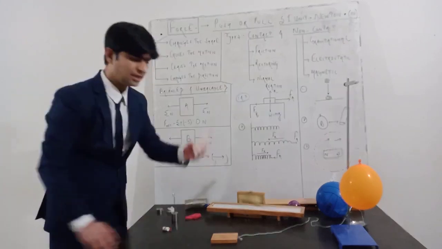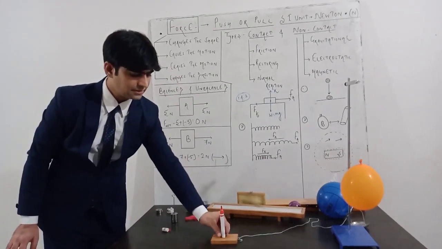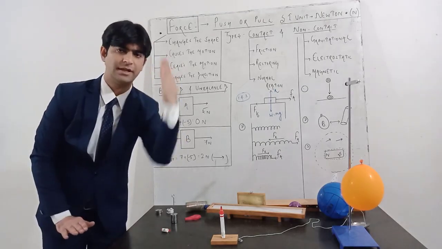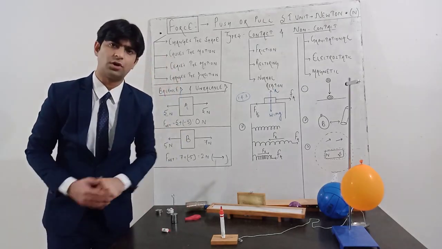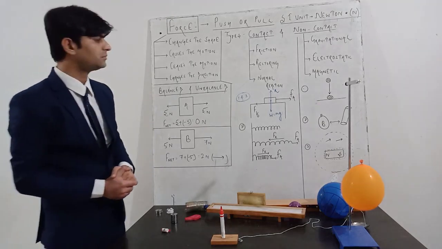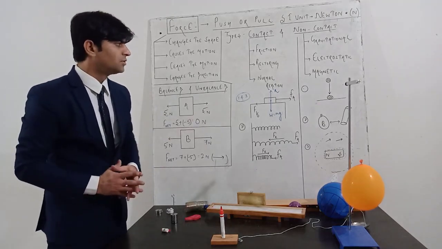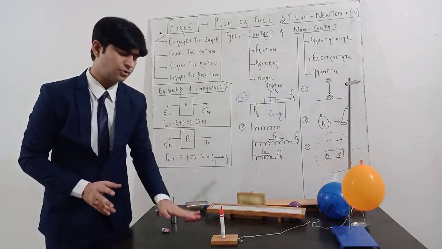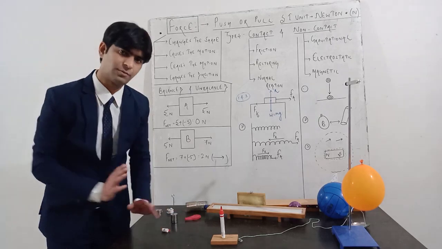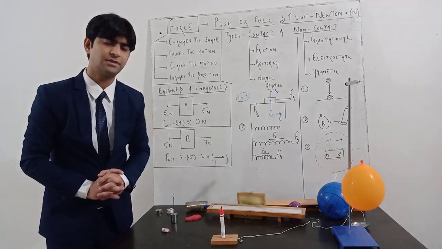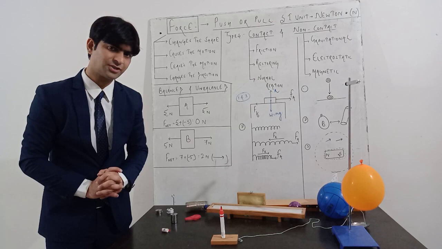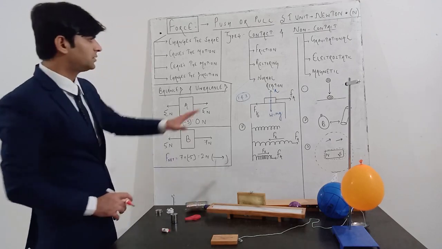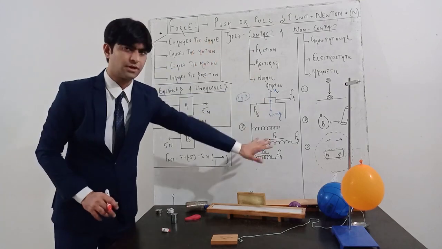If you take this block and this marker here, this marker indicates the force applied by this surface in the upward direction, and this force is called normal reaction. So normal reaction is also a kind of contact force. As soon as the body comes in contact with any surface, the normal reaction automatically acts on that body. So this is all about the contact and non-contact forces.